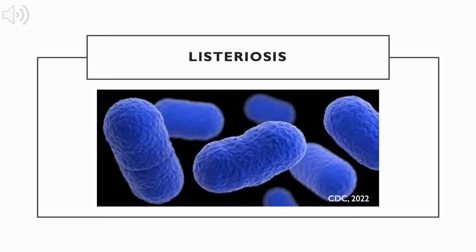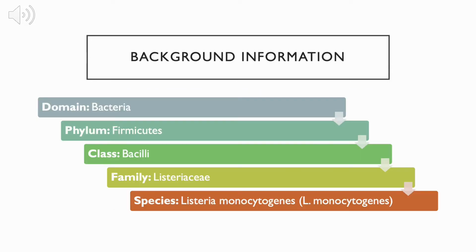Moving forward with the presentation, we'll begin with our first disease of the gastrointestinal tract, which is listeriosis, as can be seen in the image below, published by the CDC in 2022. A little bit of background on Listeria monocytogenes. They belong to the bacterial domain. The phylum is the Firmicutes, the class is Bacilli, and the family is the Listeriaceae.